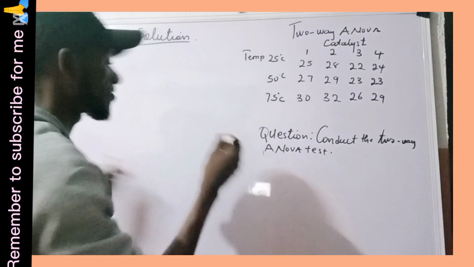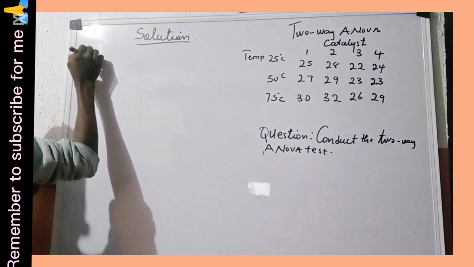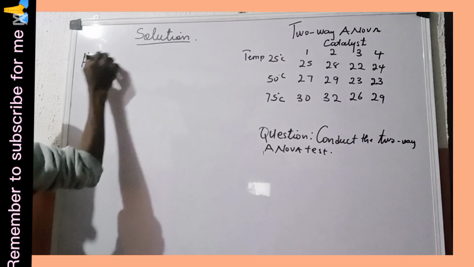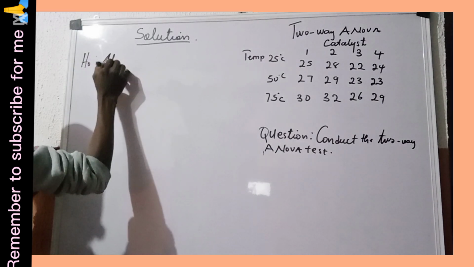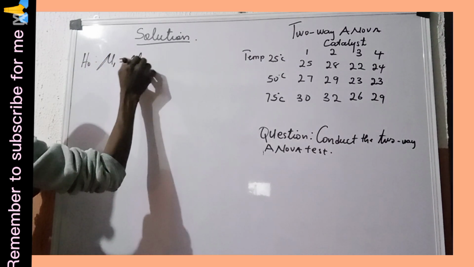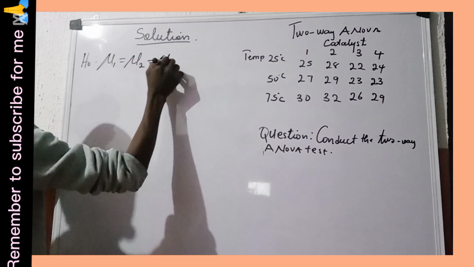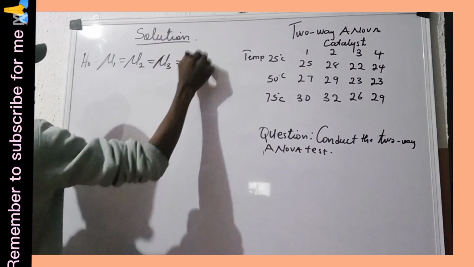And in that case, you are going to say that your H subscript 0 says that mu1 equals mu2, which equals mu3, and which equals mu4.